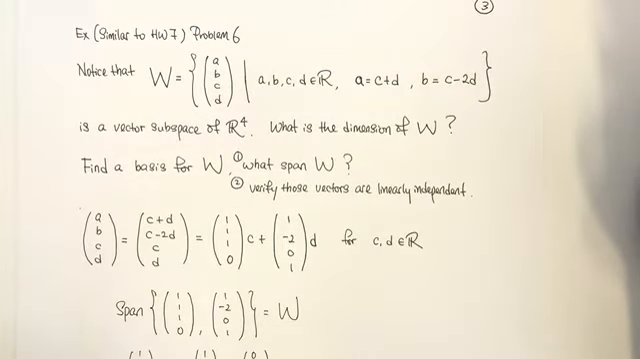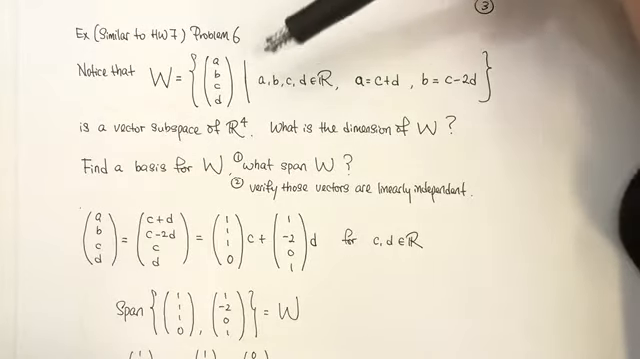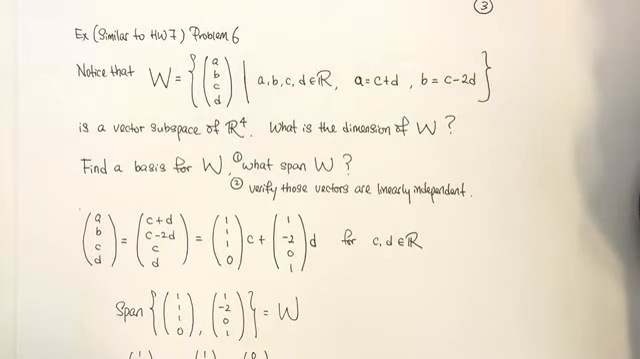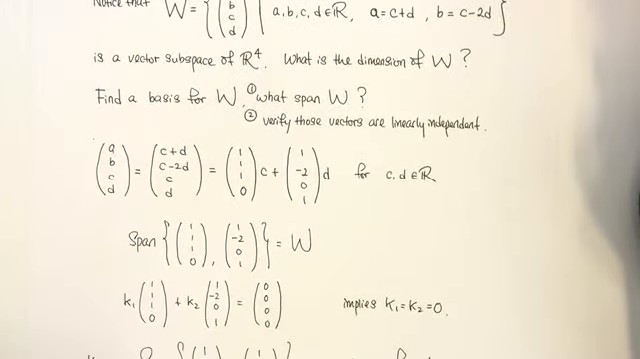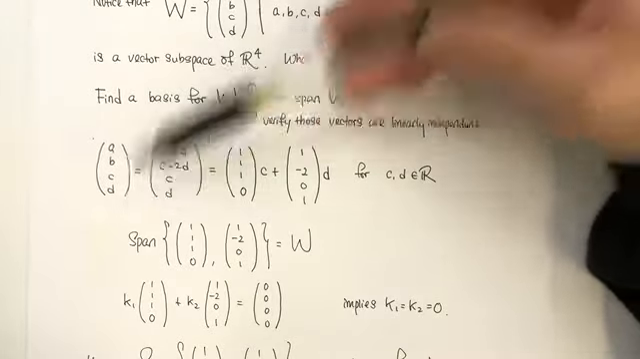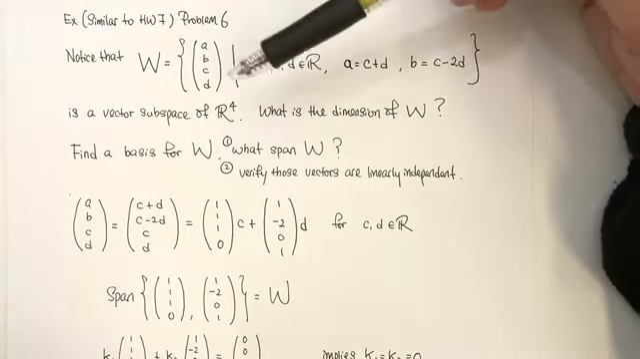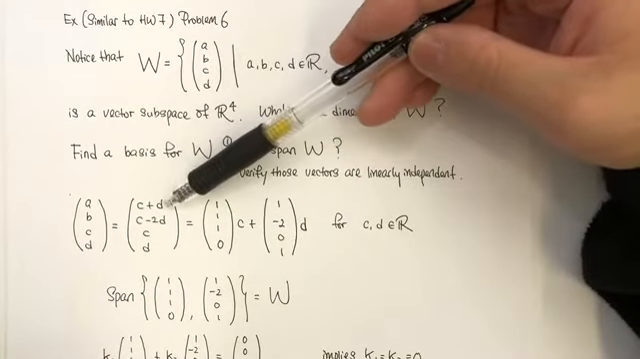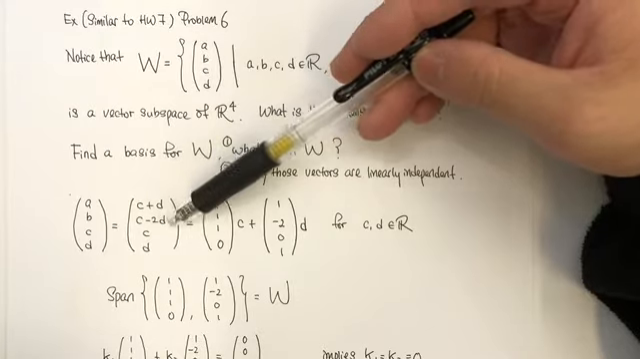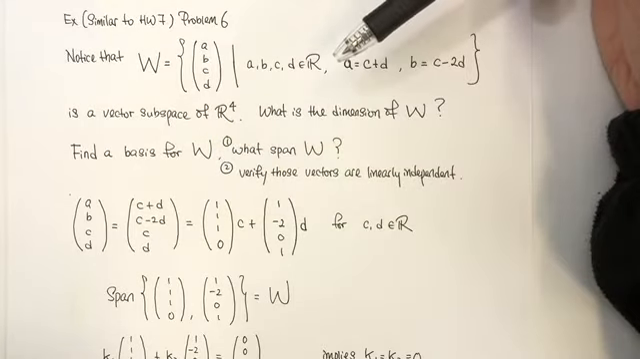So how do we answer questions like this? Well, one way to do it is to find a basis for W. Once you have the basis for W, you just have to count the number of elements in that basis. The number of elements in that basis will give you the dimension of that vector space. So how do you find a basis for this vector space W? You take an element A, B, C, D from W. You know that because it is in W, A has to be C plus D, B has to be C minus 2D, and C and D are any real numbers.